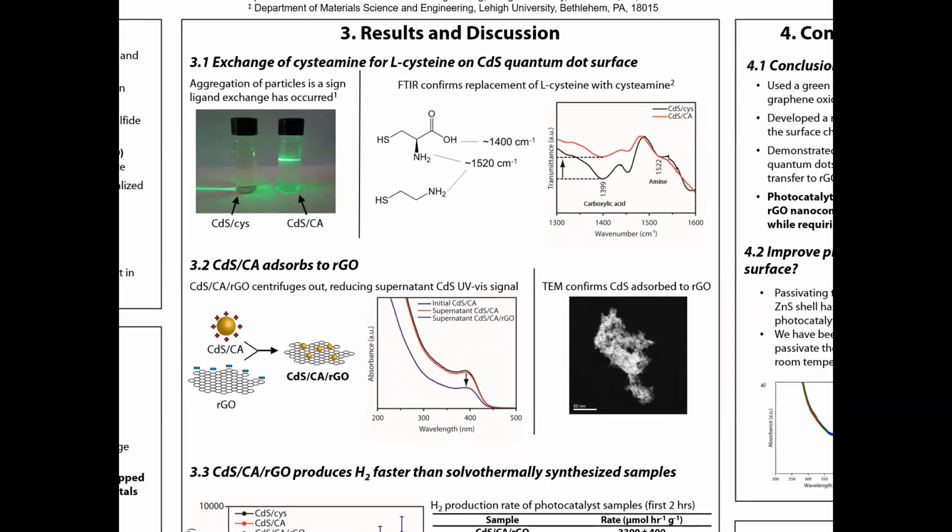To confirm ligand exchange, we turn to attenuated total reflectance FTIR spectroscopy. FTIR spectra of the cadmium sulfide before and after ligand exchange show a decrease in the carboxyl signal, while the amine signal remains constant. This suggests that cysteamine had replaced L-cysteine on the cadmium sulfide surface.